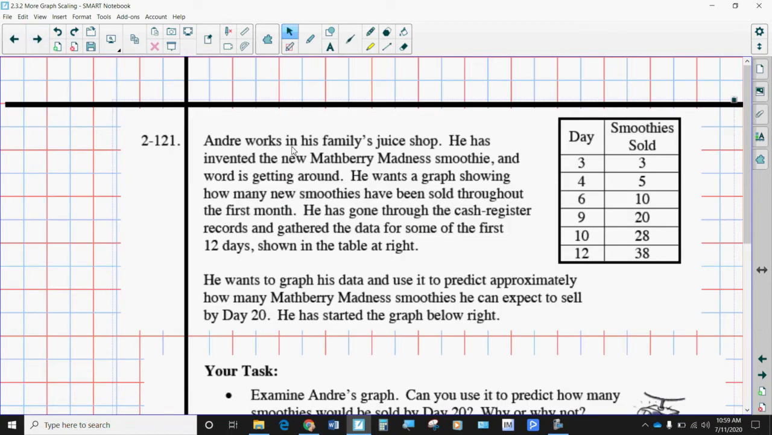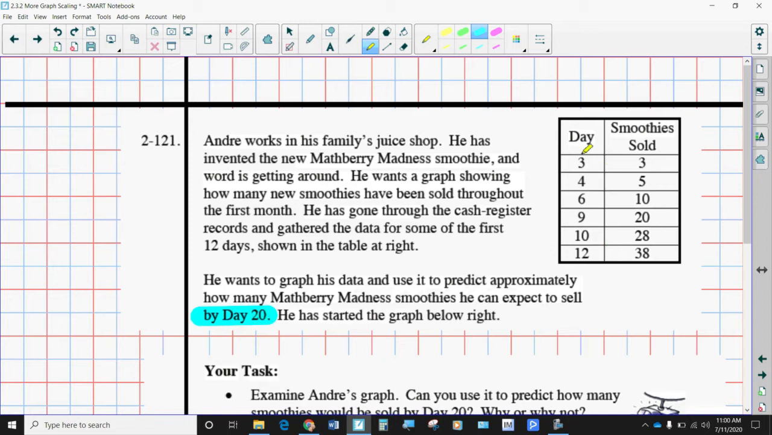Okay, so Andre works in his family's juice shop. He has invented the new Mathberry Madness smoothie, and word is getting around. He wants a graph showing how many new smoothies have been sold throughout the first month. He has gone through the cash register records and gathered the data for some of the first 12 days. And this is the data that you see at the right, and you should copy this data down, put it into your journal. He wants to graph his data and use it to predict approximately how many berry smoothies he can expect to sell by day 20.